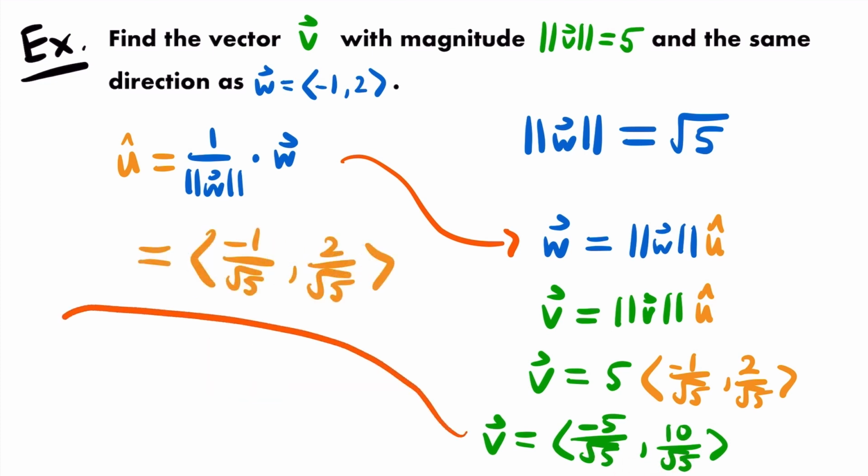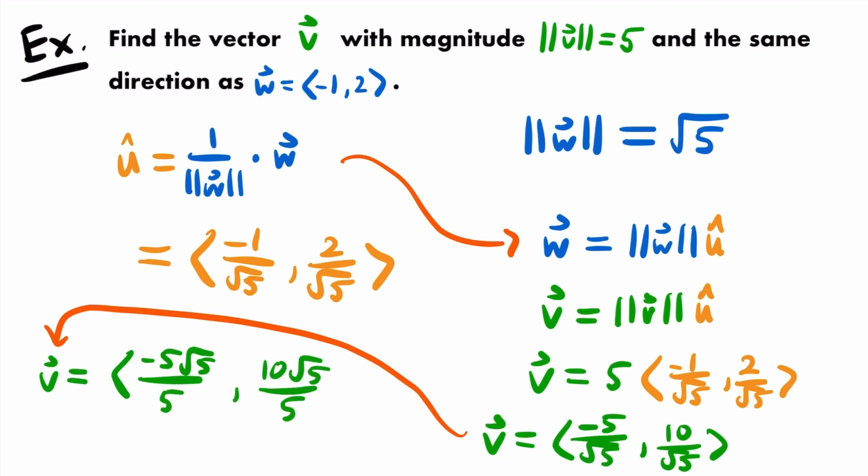I'm going to do that over here. We will have that vector v is equal to the following vector. If we rationalize both of these components, all we're doing is multiplying the numerator and denominator by the square root of 5. We're just trying to eliminate that square root or that radical from the denominator of each component. And so what that will give us is -5 square roots of 5 divided by 5, and then 10 square roots of 5 divided by 5.